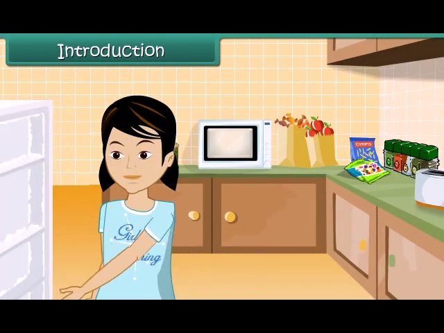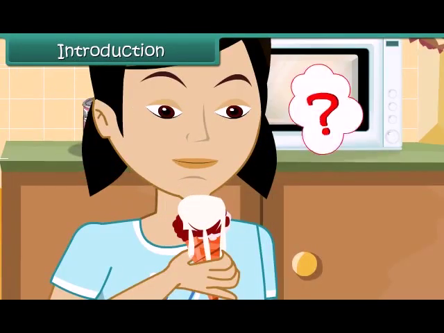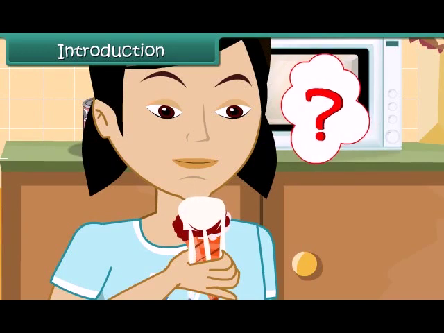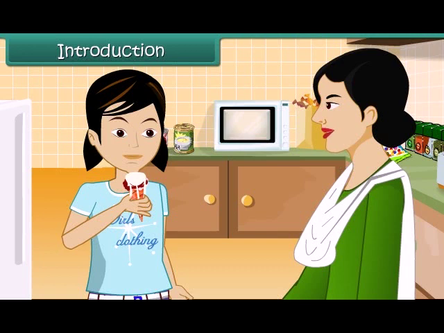Ria is fond of ice cream. She takes out the ice cream from the deep freezer of the refrigerator, but to her surprise, ice cream is floating like liquid. Her mother says that there was an interruption to the power supply for 5 hours. So the ice cream melted.